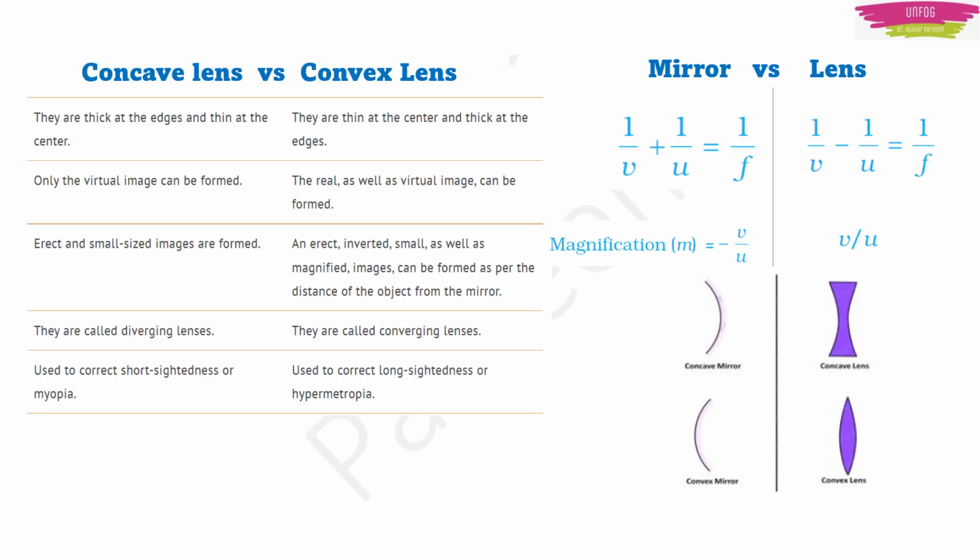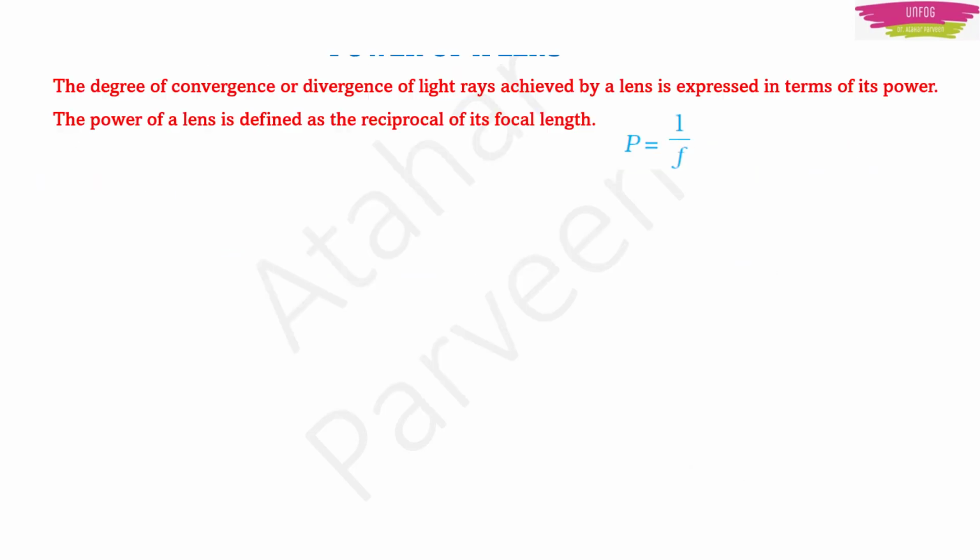What are the differences between mirror and lens? A positive sign you put between 1 by u and 1 by v for the mirror formula, and a negative sign between 1 by v and 1 by u for the lens formula. And in magnification, you have a negative sign for mirror, and in lens you don't have a negative sign for magnification. Okay, so this is a simple summary. I hope you all understood what we have talked about till now.